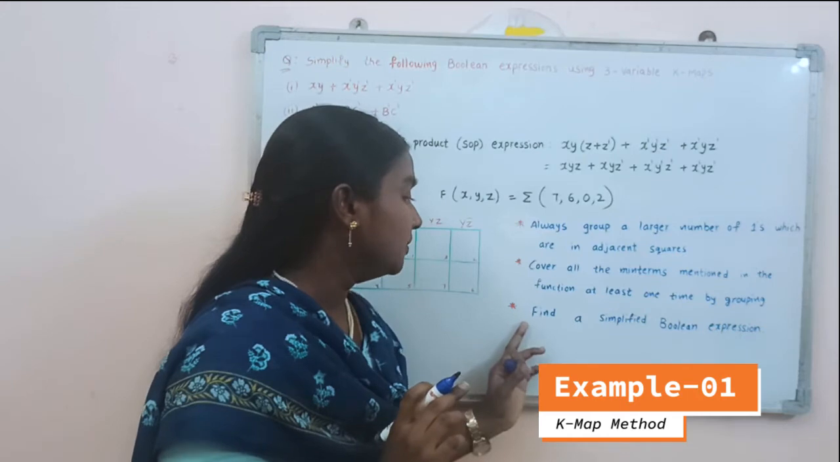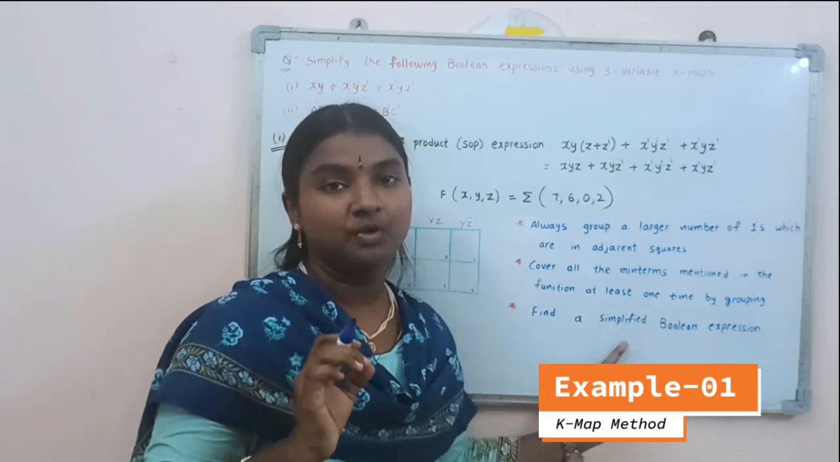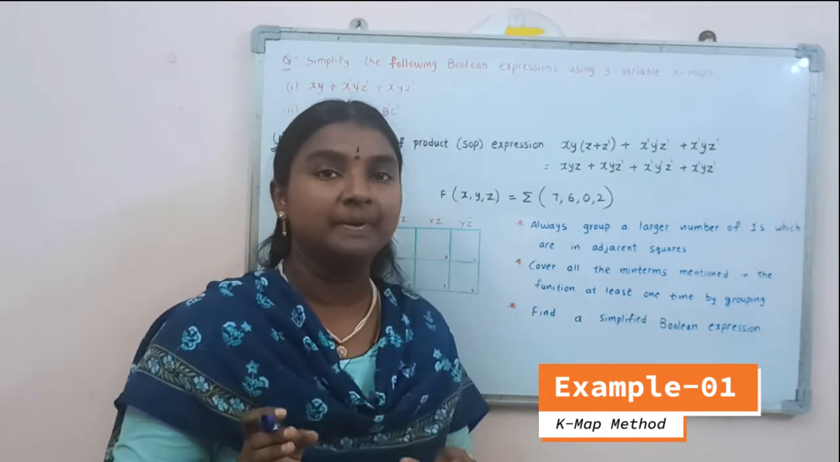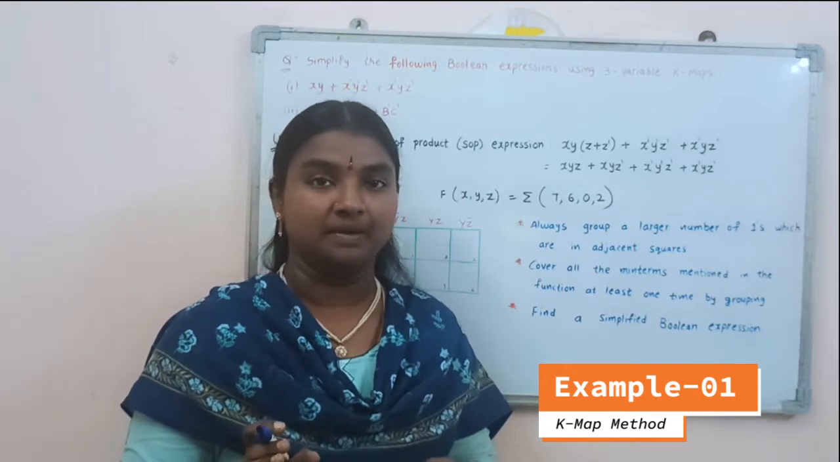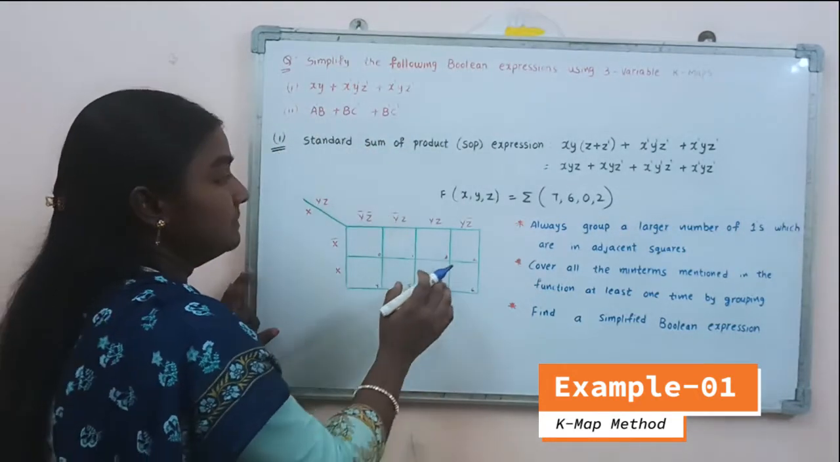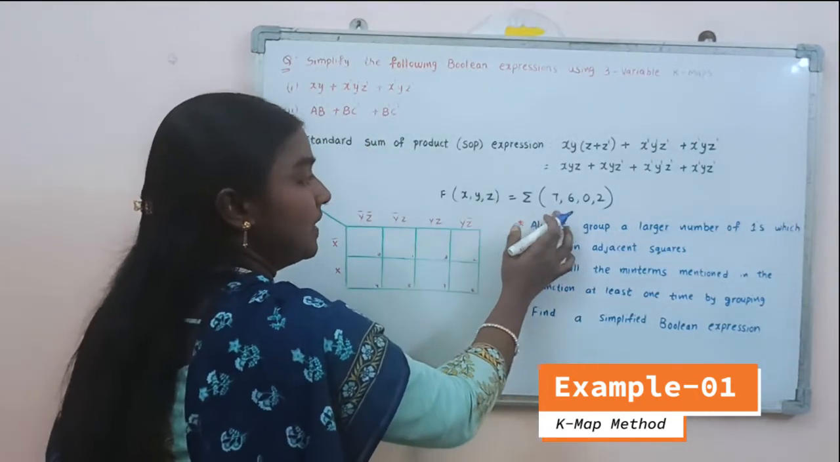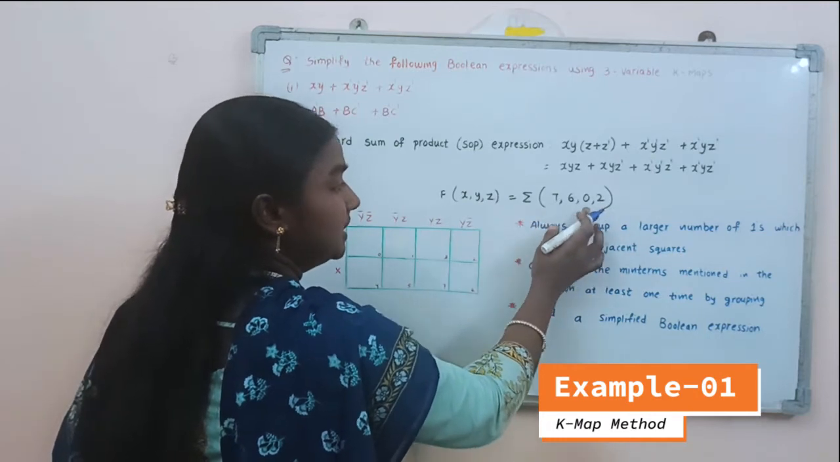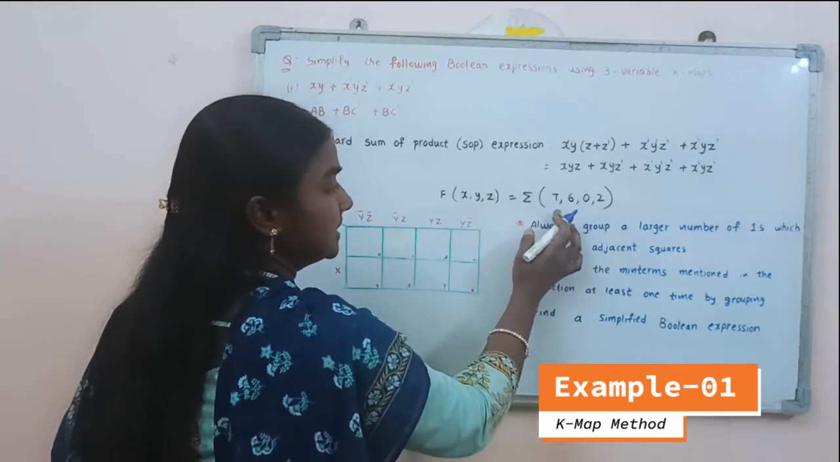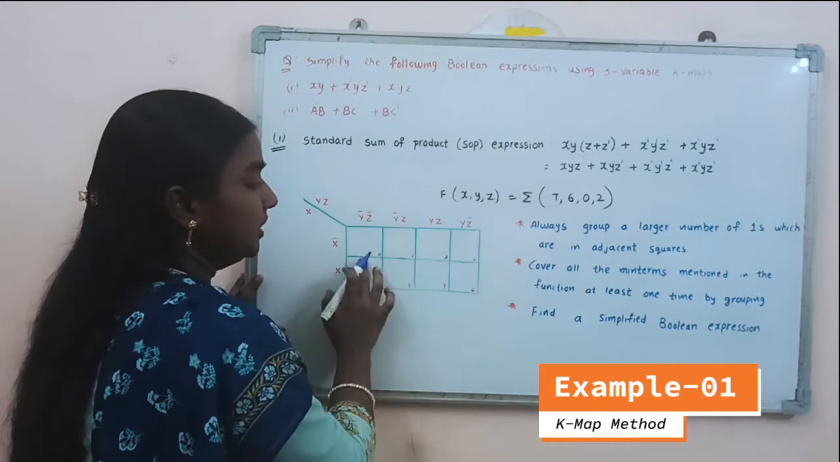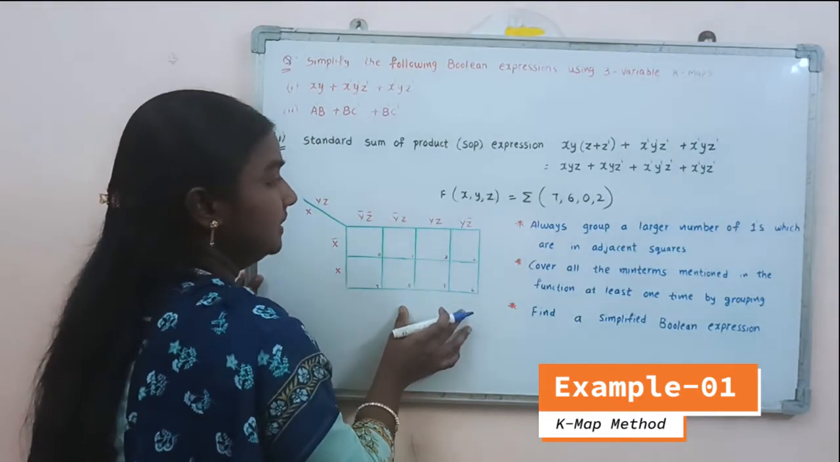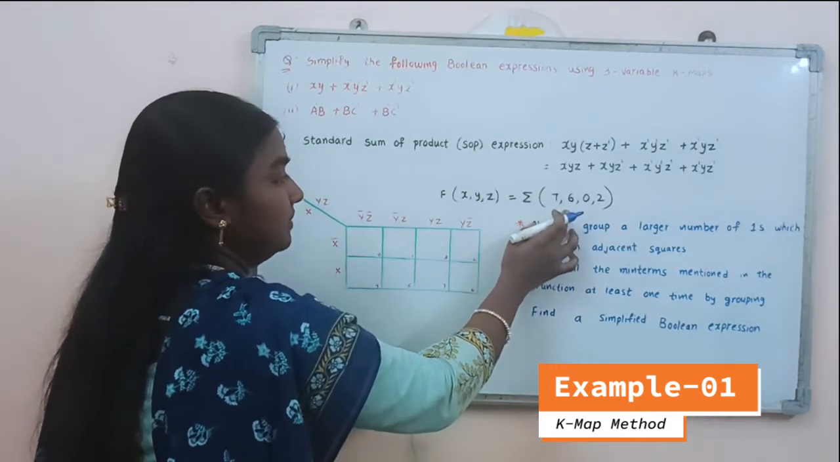And the third rule is to find a simplified Boolean expression, where we need not repeat redundant product terms. Now we will simplify the given function. Here the minterms present are 0, 2, 6, 7. At those particular minterm locations, we need to assign 1.